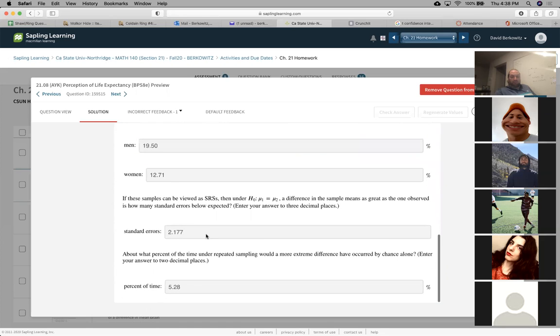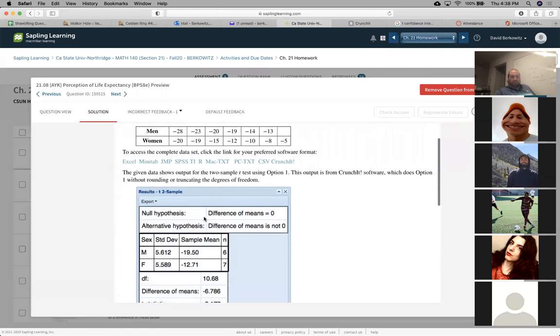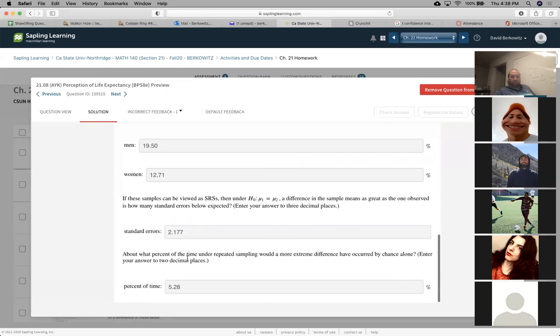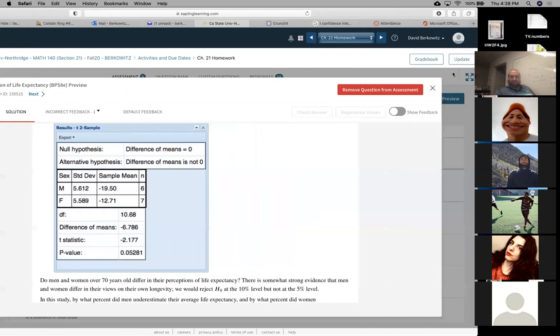But at the end of the day, it's just asking you for, remember the standard error formula, the same one we had on the board a few minutes ago. And what percent of the time under repeated sampling would a more extreme difference have occurred? How often will we get something further than our t-statistic? That's exactly what the p-value gives you: 5.281% of the time you will get a value past what we actually got. That's too often for me to reject the null hypothesis, and therefore I do not reject the null hypothesis, which is not what they asked for.